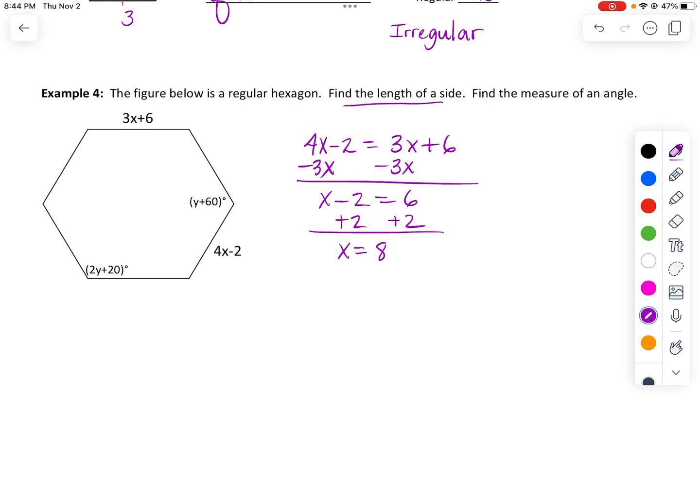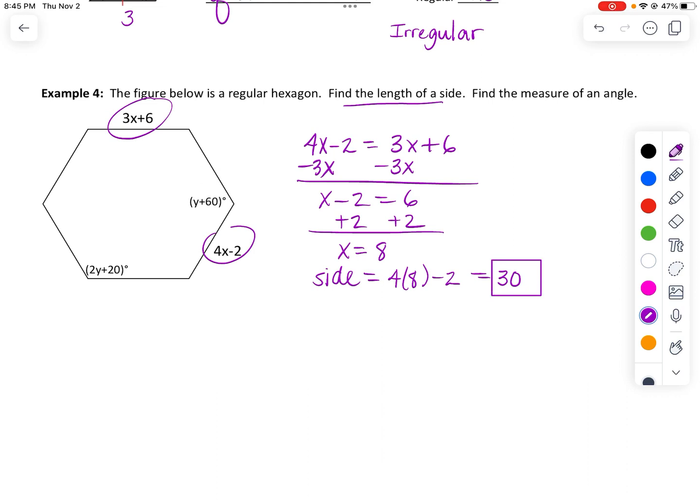Now, it did ask you to solve for a side. So you know me, on my tests, I would have a second answer line for you, and you can plug it into either the 3x plus 6 or the 4x minus 2. Doesn't matter. Either place, you'll get the same answer. So I'll do the 4x minus 2. 4 times 8 minus 2, 32 minus 2 is 30. Now, there's no dimensions, so I don't know. Maybe it's inches, maybe it's centimeters. We don't know, but it's 30.